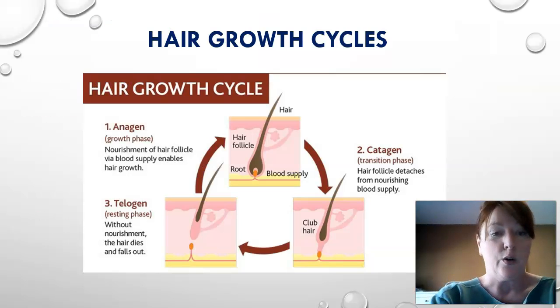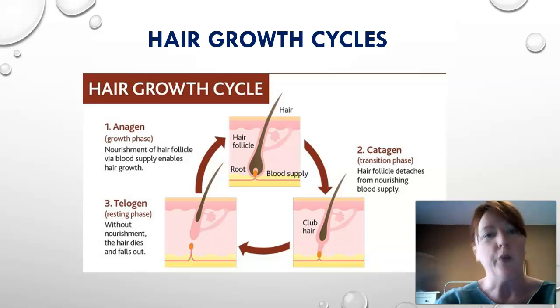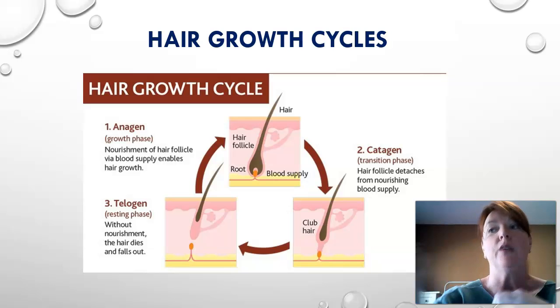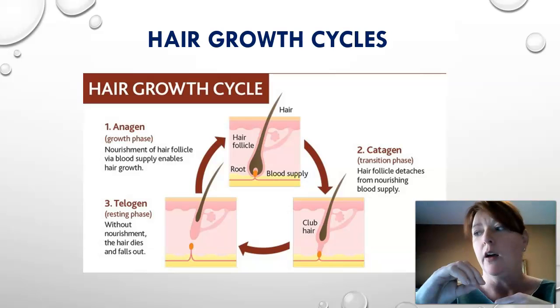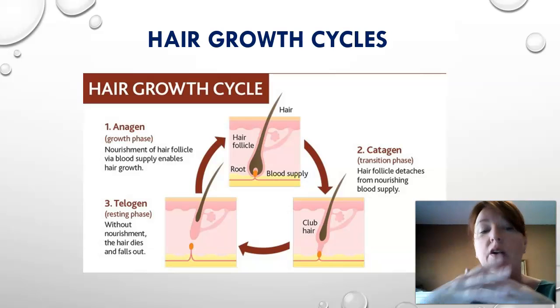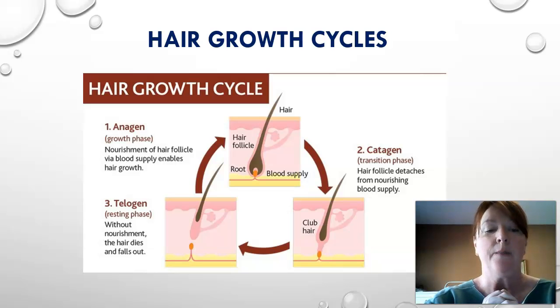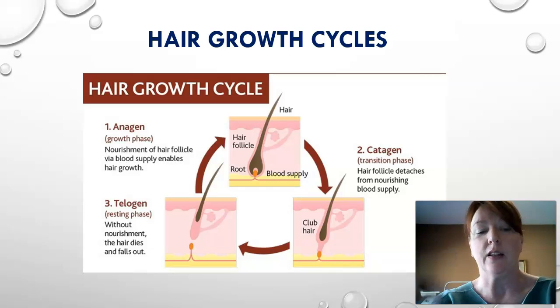The hair growth cycle. So like anything else, it has a life cycle. The hair, as we all know, we all lose hair. So basically when you lose hair, if you're losing it right from the scalp, that's part of the hair growth cycle. It has a beginning and an end. So starting with the anagen, or the growth phase, nourishment of the hair follicle via blood supply enables the hair to grow. The catagen stage is the transition, where the hair follicle detaches from the nourishing blood supply. And the third stage is the telogen, or the resting phase. Without nourishment, the hair eventually dies and falls out.